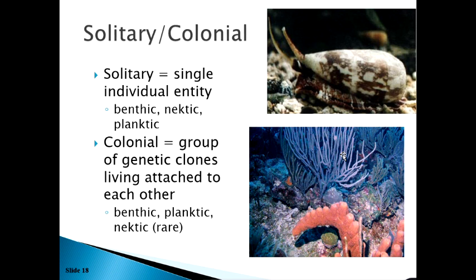Now we have colonies on land. We have like colonies of bees, colonies of ants. They function as a colony, but every individual ant or bee is still an individual organism. Here in the ocean, we have lots of colonial organisms, groups of clones. Notice that these clones also tend to be the type of organisms, not always though, that are also immobile.